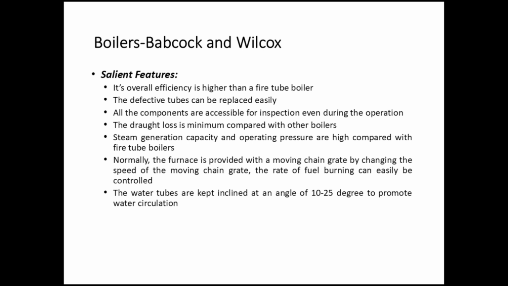Normally, the furnace is provided with a moving chain grate. By changing the speed of the moving chain grate, the rate of fuel burning can easily be controlled. The water tubes are kept inclined at an angle of 10 to 25 degrees to promote water circulation.